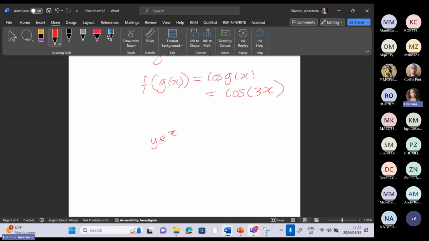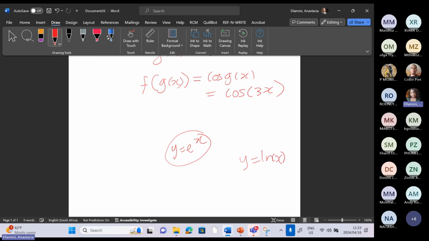Now, when we have an exponential function, or any exponential function, what was the inverse of that exponential function? In this case, let's say e to the power of x. In your grade 12 work, what was the inverse of any exponential function? It was a log function, right? So if you take the inverse of this function, you'll get y is equal to ln of x.